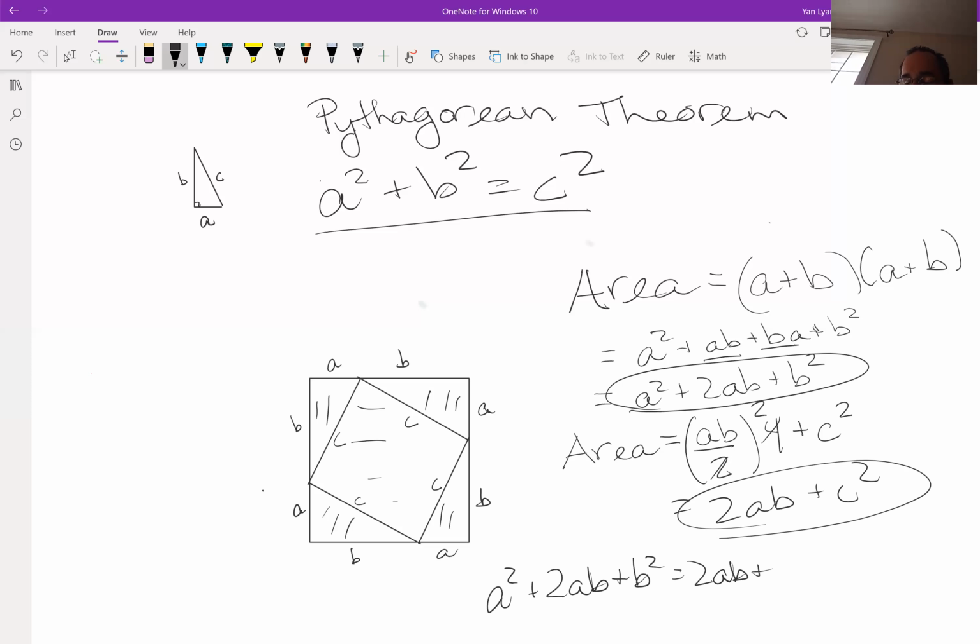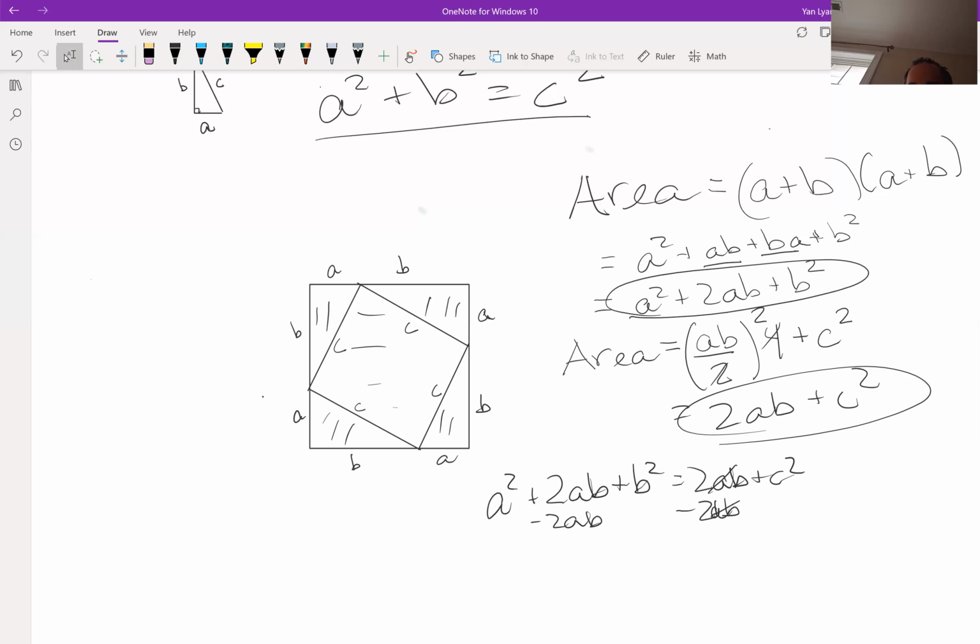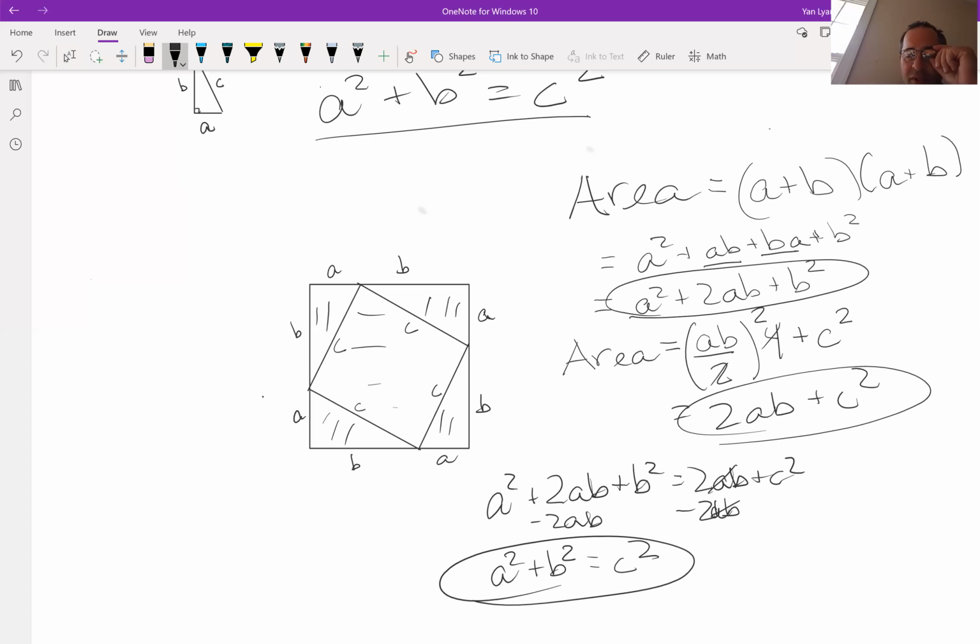Now you can see, subtract 2ab from both sides, and this disappears. At the end of the day, let me scroll down a little bit. What we have is a squared plus b squared is equal to c squared. So in a right triangle with legs a, b and hypotenuse c, we can actually prove that the sum of the squares of the legs is equal to the square of the hypotenuse. And that is it. That is the proof of the Pythagorean theorem. Thank you very much for watching. Appreciate it.